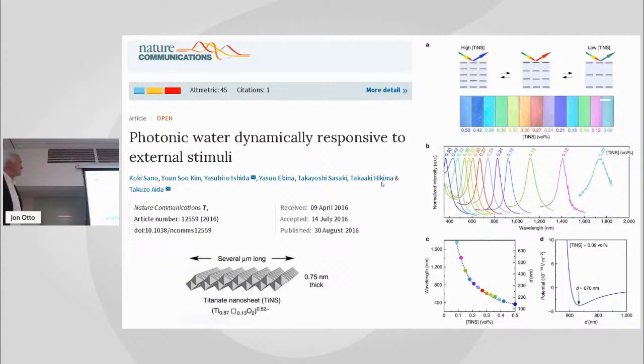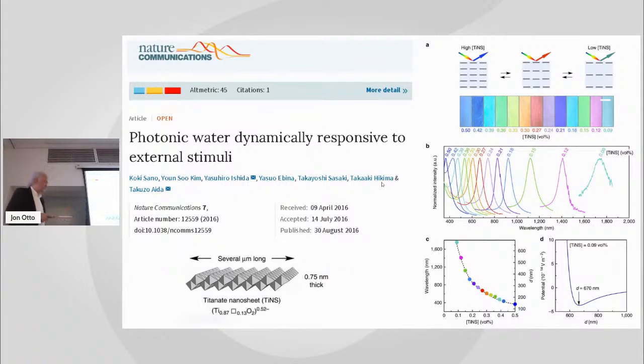So then we knew about this paper here. This is called photonic water. This is a Japanese group. They took this platelet, which is titanate platelets, non-titanate platelets. They put them in water in the nematic suspension, and they changed the distance between them by changing the concentration. Then you could see by interference from the light reflected from the different layers here, you can change the color.